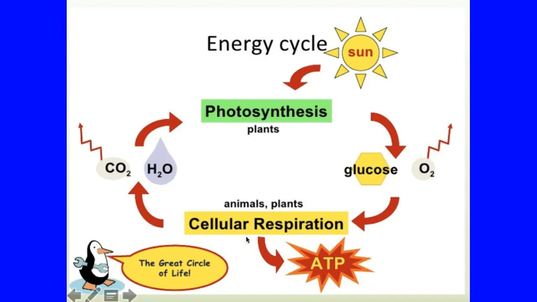Okay. Then our waste products from cellular respiration, this chemical reaction, are that we release carbon dioxide, which you breathe out, and we also release water. And then the carbon dioxide actually goes right back into photosynthesis, so it can continue to go on and on. And like this penguin says, it's the great circle of life.